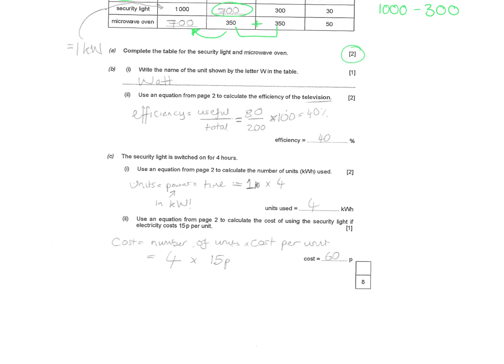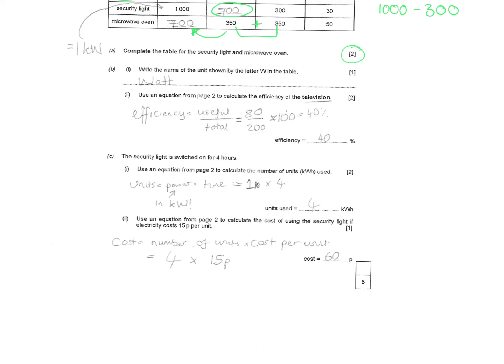Again, if they want you to do this, okay, they will give you the equation. So we've written out the equation here. Units equals power times by time. Power has to be in kilowatts. Okay, the time is measured in hours, which is fine. So you'd have 1 times by 4, which will give you 4 kilowatt hours.